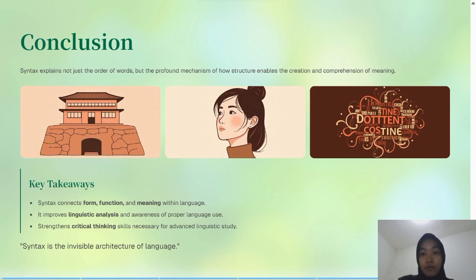To conclude this presentation, syntax is essential for understanding how words combine to form meaning. Through this project, I learned that syntax is not only about grammar rules, but also about how structure, morphology, and meaning work together. This study improved my analytical thinking and helped me see the invisible system behind every sentence we speak or write.